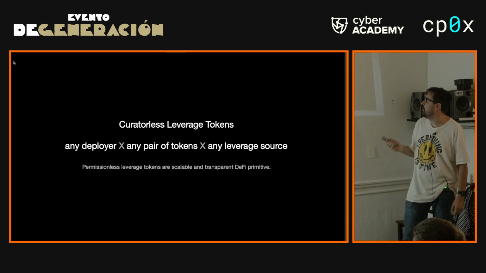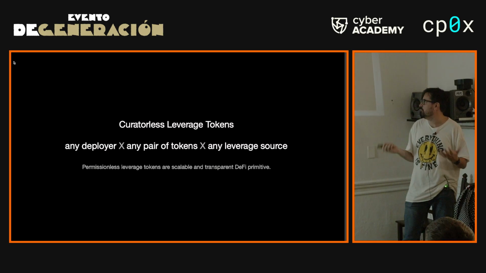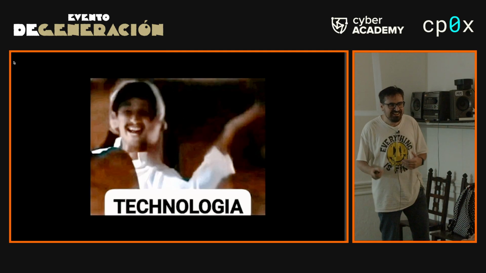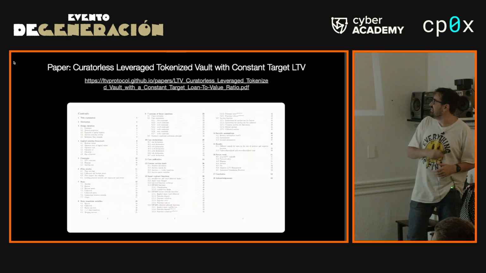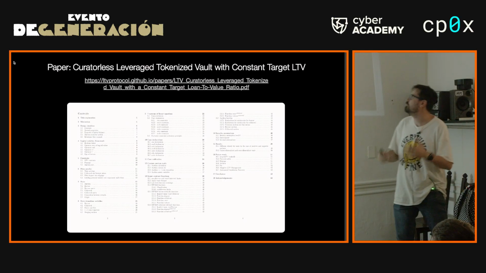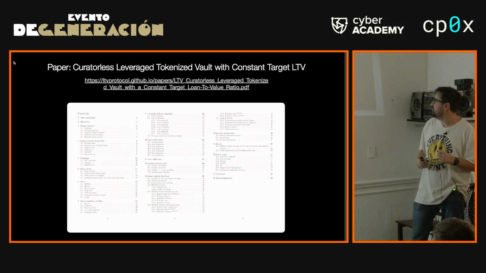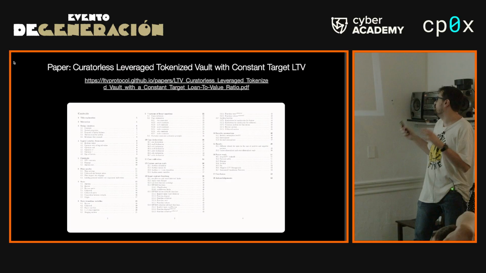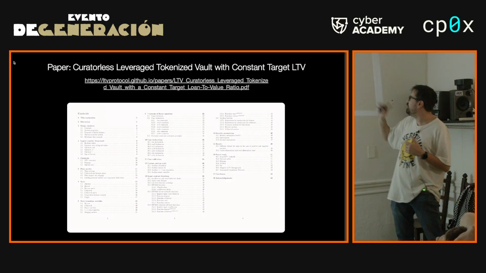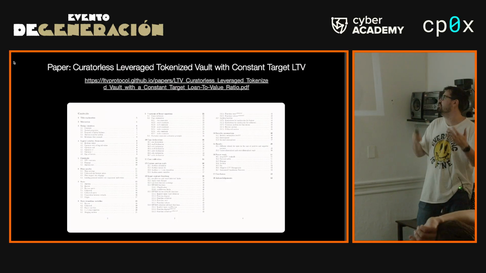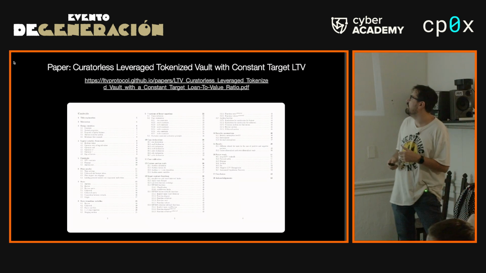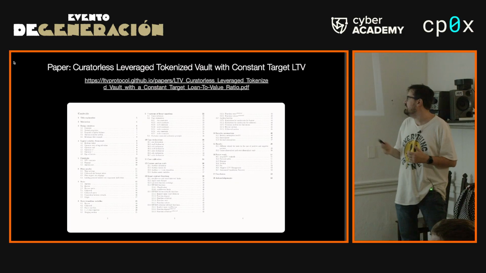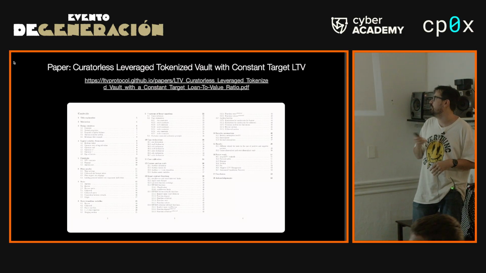And we propose this solution, but how can we propose this solution? It's like magic, it's technologia. So we wrote our paper, which is called Curatorless Leverage Tokenized Vaults, and it's 58 pages of math. Right now it's unformatted, but anyway, you can just go to our website, ltv.finance, and you can find it. And I will briefly explain some ideas from this paper.